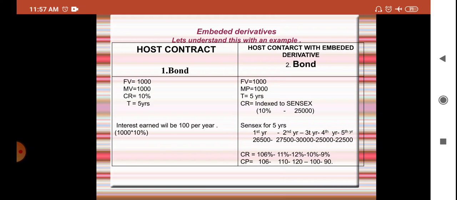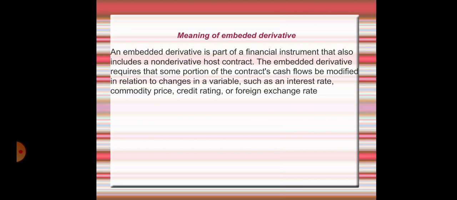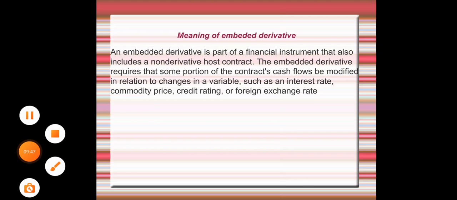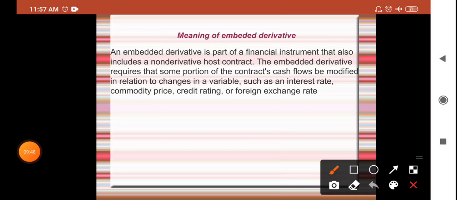So let's look into the definition. Now we can easily read this theory and understand. So embedded derivative is a part of financial instrument. What is the financial instrument we studied? That is financial asset and the financial liability. So embedded derivative is also a part of the financial instrument that includes a non-derivative host contract.